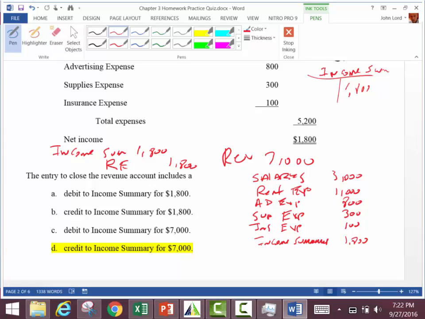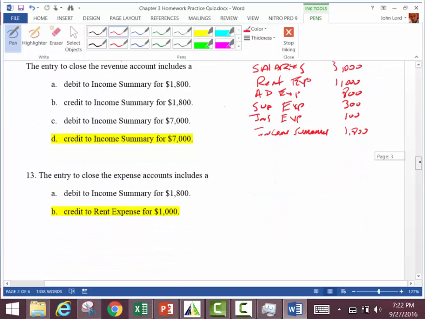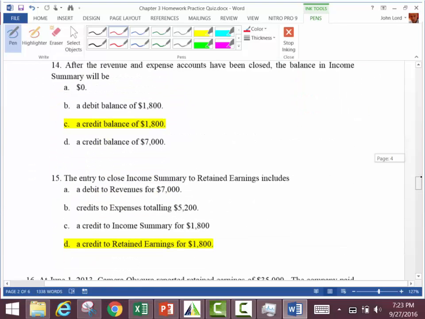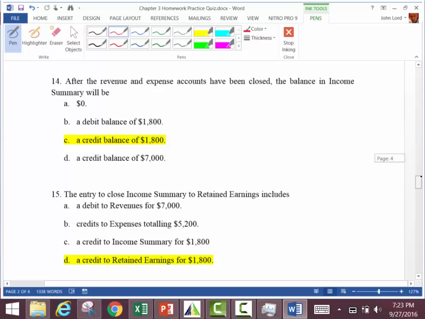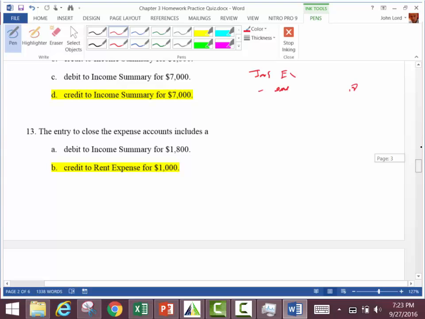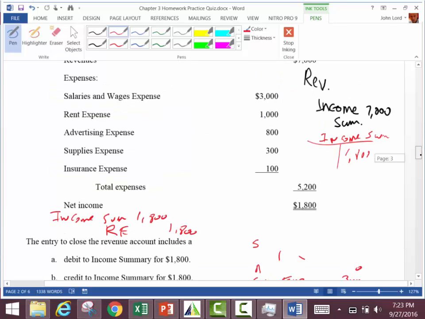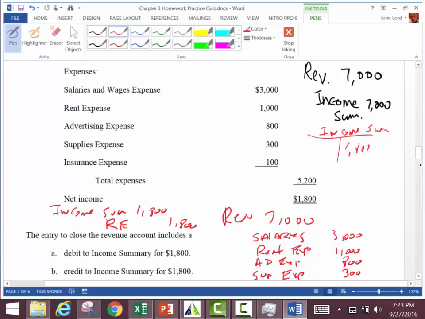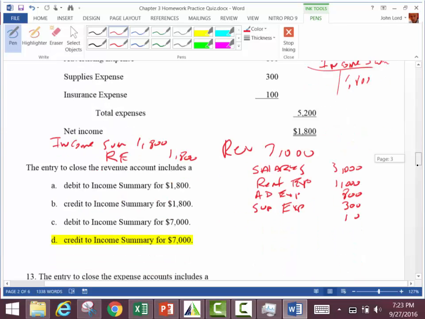Okay, good. Now when you come down here, is it true that the entry to close the expense accounts included a credit to rent expense for $1,000? Okay, good. After all the revenue and expense accounts have been closed, the balance in the income summary had a credit balance of 1,800. That's also true? Okay. Come down.